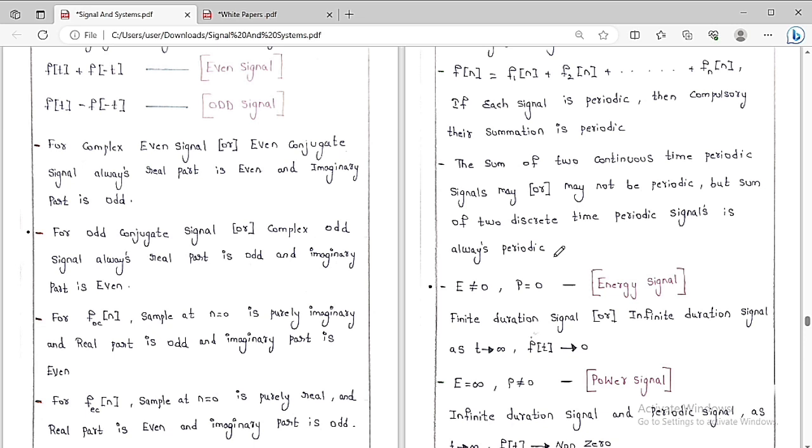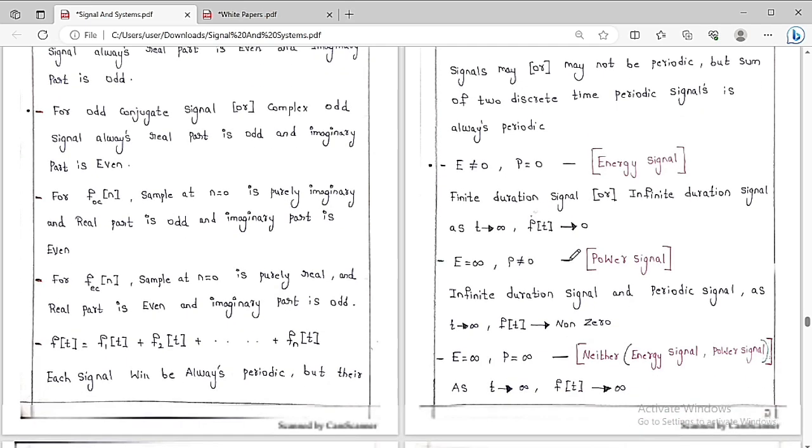So if you do the summation of two continuous time periodic signals, then the resultant signal may be periodic or it may not be periodic. But if you do the summation of two discrete time periodic signals, then the resultant signal is always periodic. This is the point you always have to keep in mind. So finally, I can say, the summation of two continuous time periodic signals may or may not be periodic, but the summation of two discrete time periodic signals is always periodic. This is a general statement regarding this one.